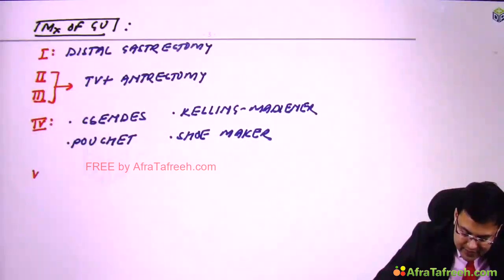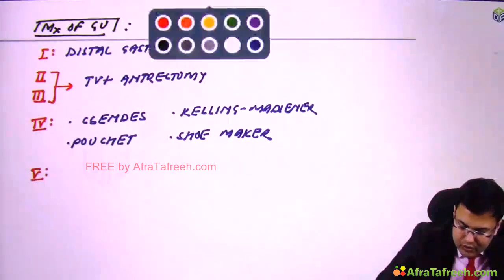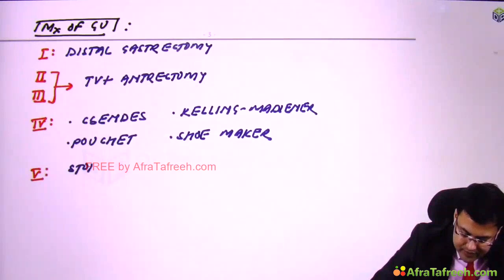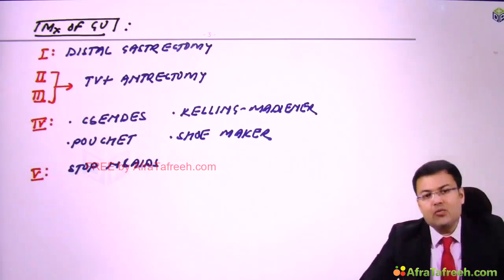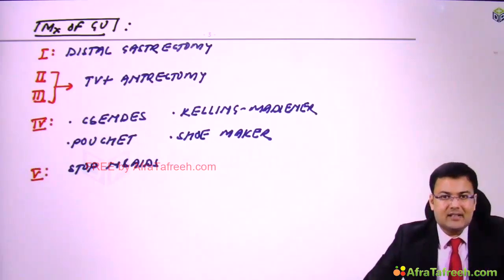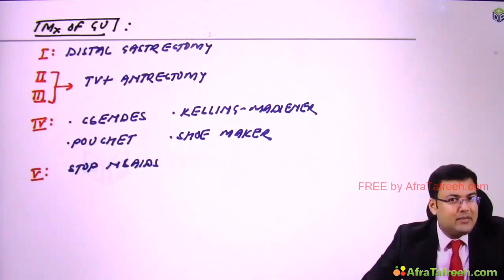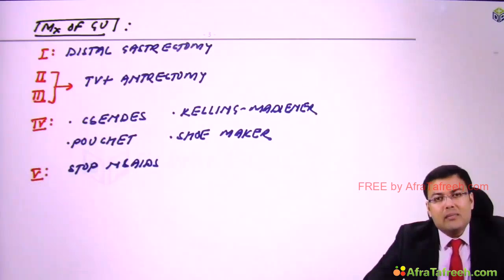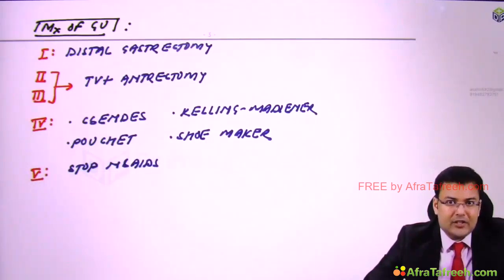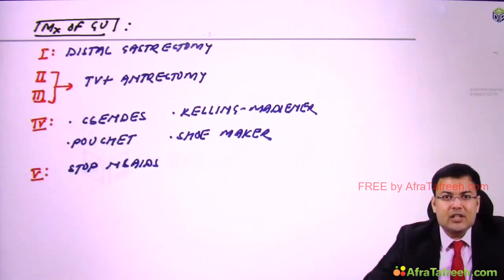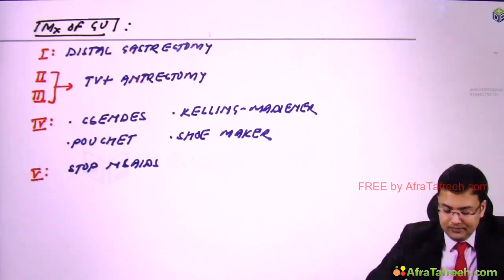And for type 5, what is the treatment? We have to stop NSAIDs. So this is how we are going to manage the gastric ulcer. Now I'm going to discuss the duodenal ulcer. And in the beginning, I told you the management of duodenal ulcers depends on the complications. So first, you should know what are the complications of peptic ulcer.